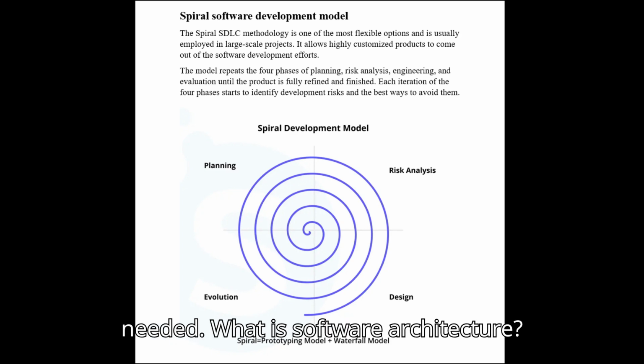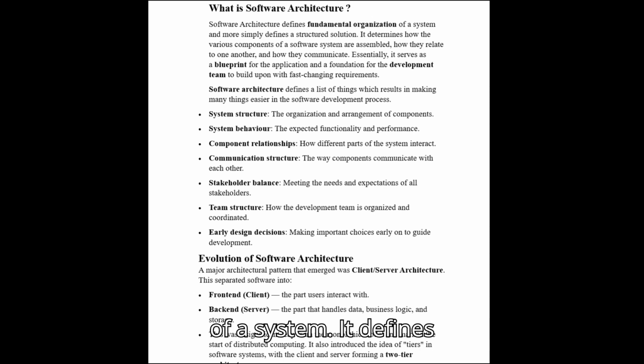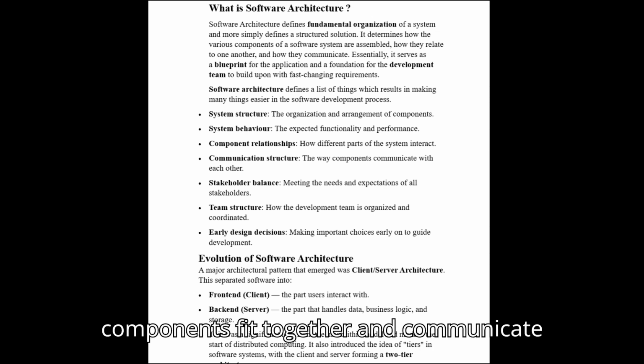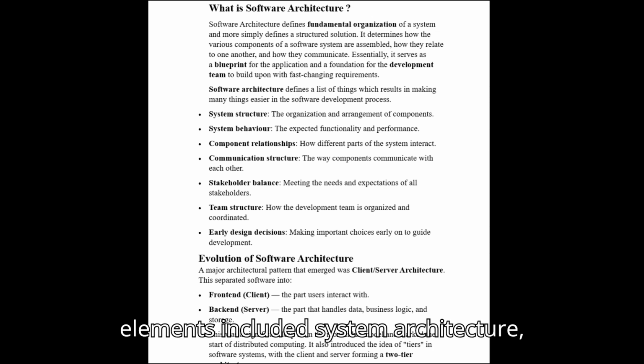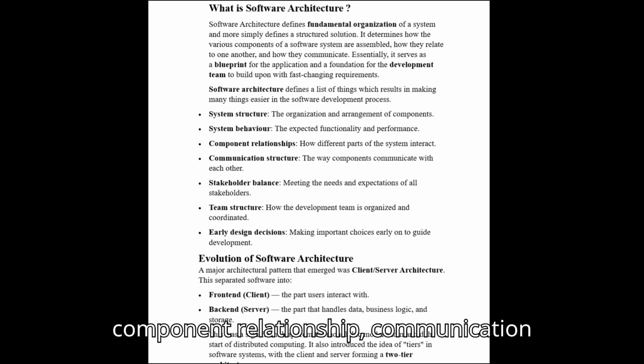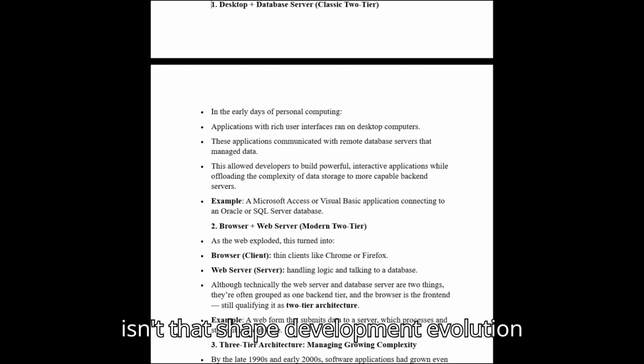What is software architecture? Software architecture is the blueprint of a system. It defines how all the pieces or components fit together and communicate. Just like an architect designs the map of a building, a software architect designs the structure of a program. Key elements include system architecture, component relationship, communication methods, stakeholder and team coordination, and early design decisions that shape development.